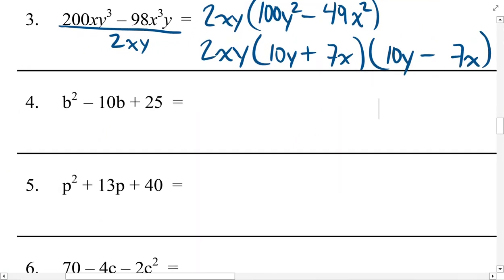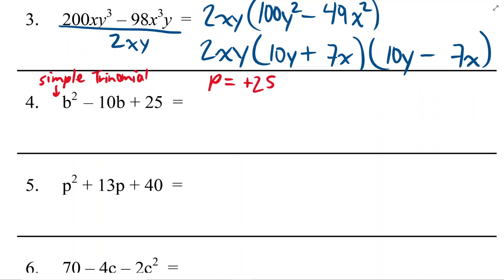So now we have a trinomial, so it's not difference of squares. This is what we call a simple trinomial because the coefficient is 1. So we're going to look for your sum and product. Your product is plus 25, and your sum equals negative 10. So we look at numbers multiplied to 25. 1 and 25, 5 and 5. Which combination adds to 10?